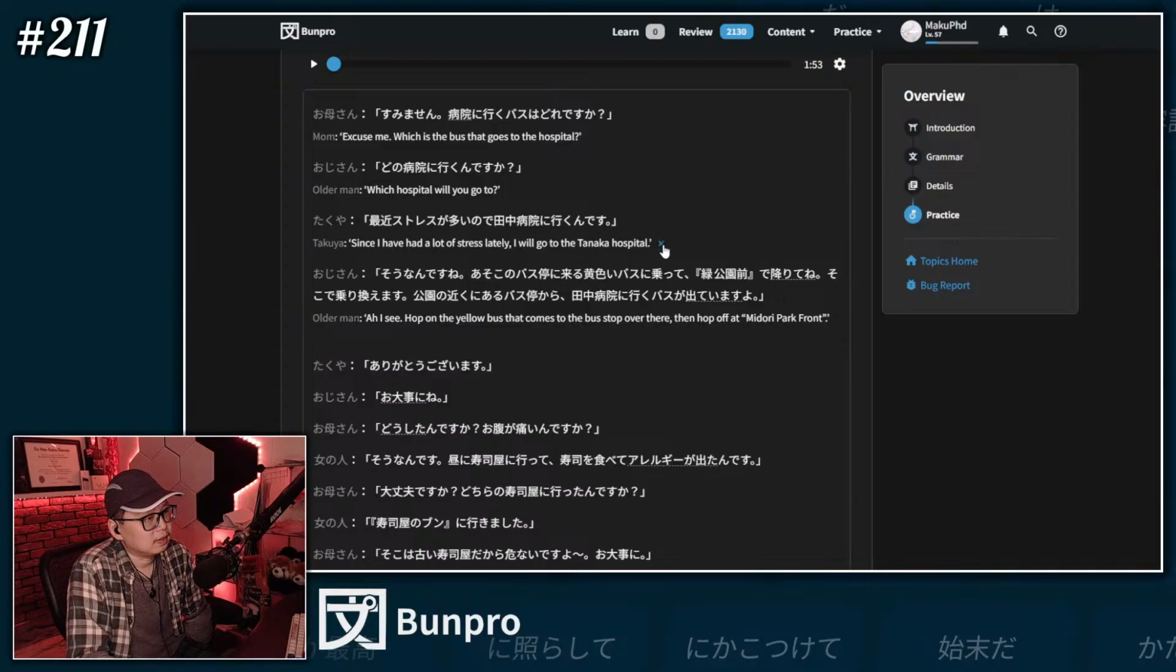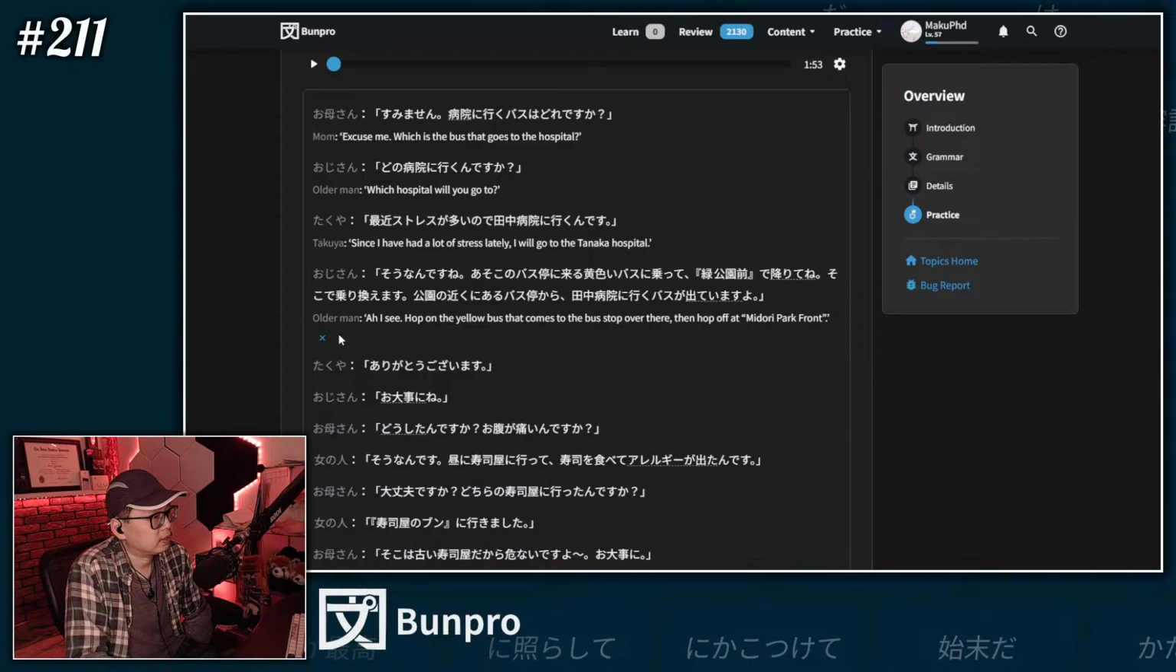And then this says hop off at. Oh, okay, so it's the name of the place. Midori Park Front. Okay, I wasn't sure the front was part of it. We just know it was a sign, basically. Midori Park Front. It says Green Park Front. That's like the name of the place, in quotes. So this is hop off or get off, and then you transfer.